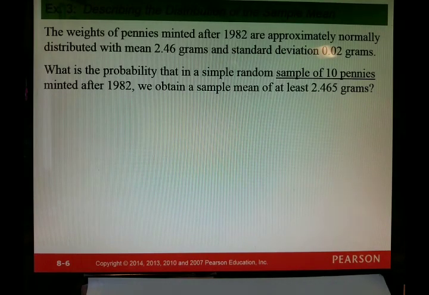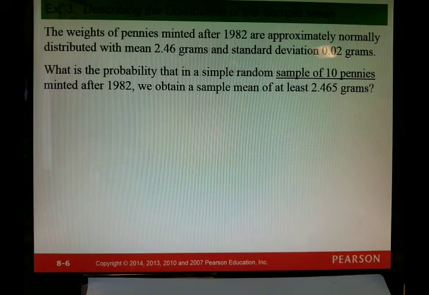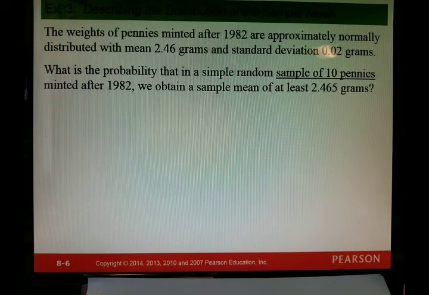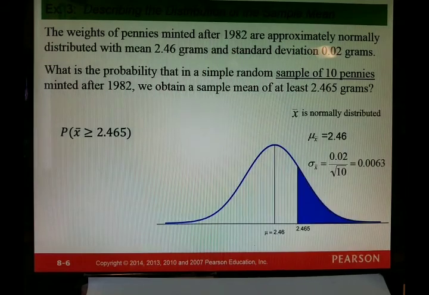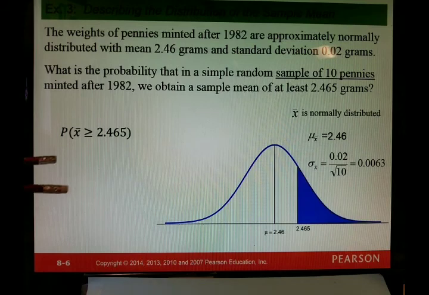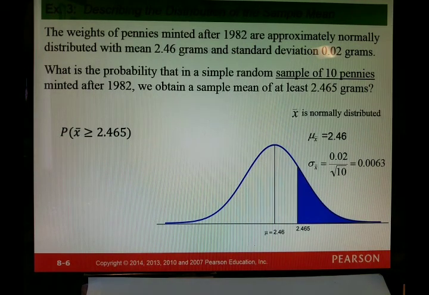So the weights of pennies minted after 1982 are normally distributed with a mean of 2.46 grams and a standard deviation of 0.02. What's the probability that in a simple random sample of 10 pennies minted after 1982, we obtain a sample mean of at least 2.465 grams? So again, we're talking about the average of a sample. We're not talking about an individual penny, but an average of a sample. I want to know the probability that the average of a sample, notice this is an X bar, not a plain X, is more than 2.465.